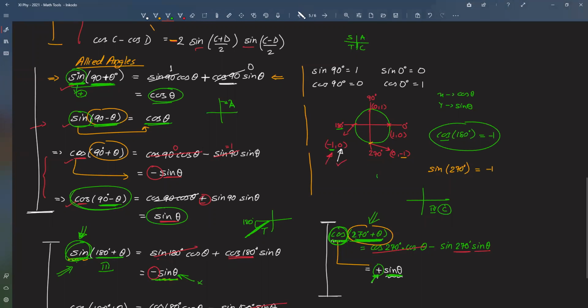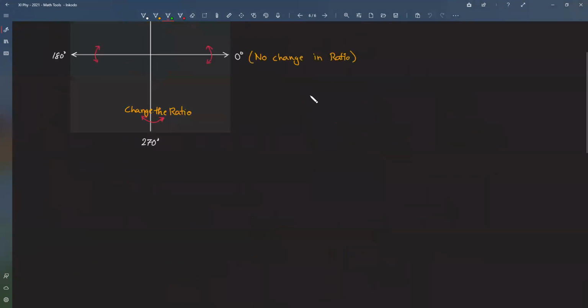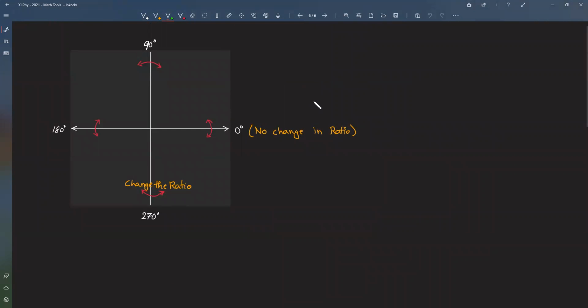Simple. So that means now we have the full picture of this transition, right? If the transition is along 0 degree, 180 degree, 360 degree, 540 degree, and so on, that means if the transition is along the x-axis, as you can see here, there won't be any change in ratio. Sine will remain sine, cos will remain cos.